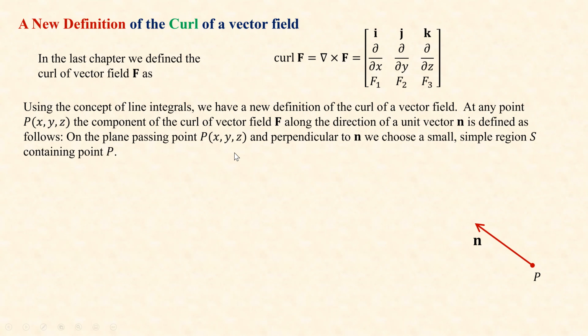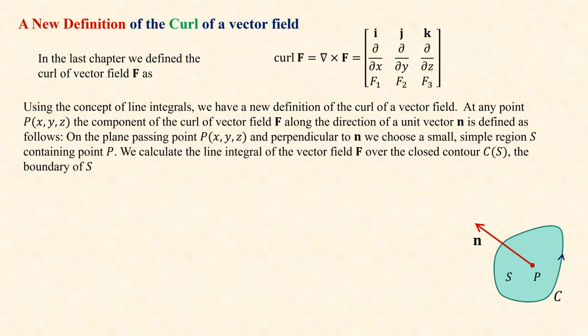On the plane passing through point P and perpendicular to n, we choose a small simple region S containing point P. In that plane, we take a small region. This is an area region now. We call it S. And the boundary of that, we call it C, and we calculate the integral of the vector field F over the closed contour C, that is the boundary of S.